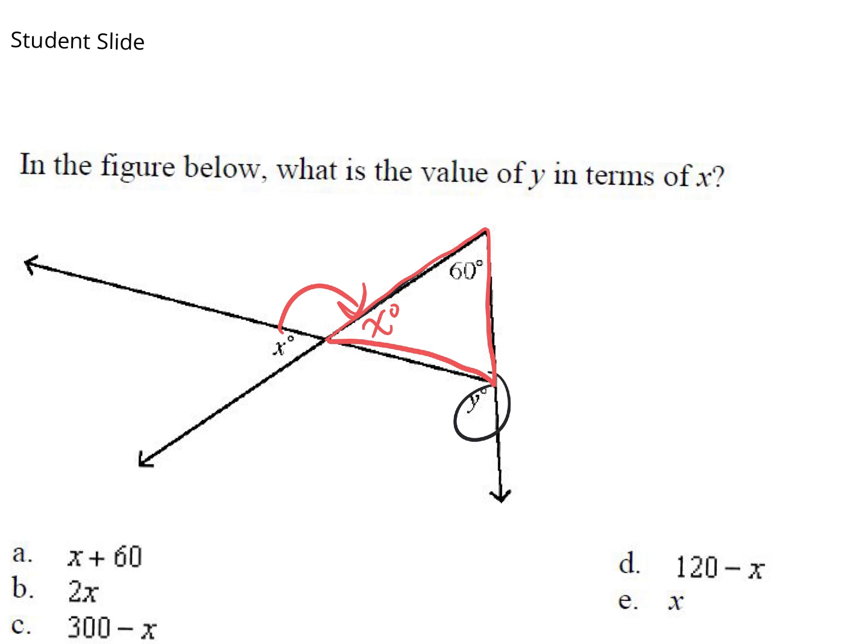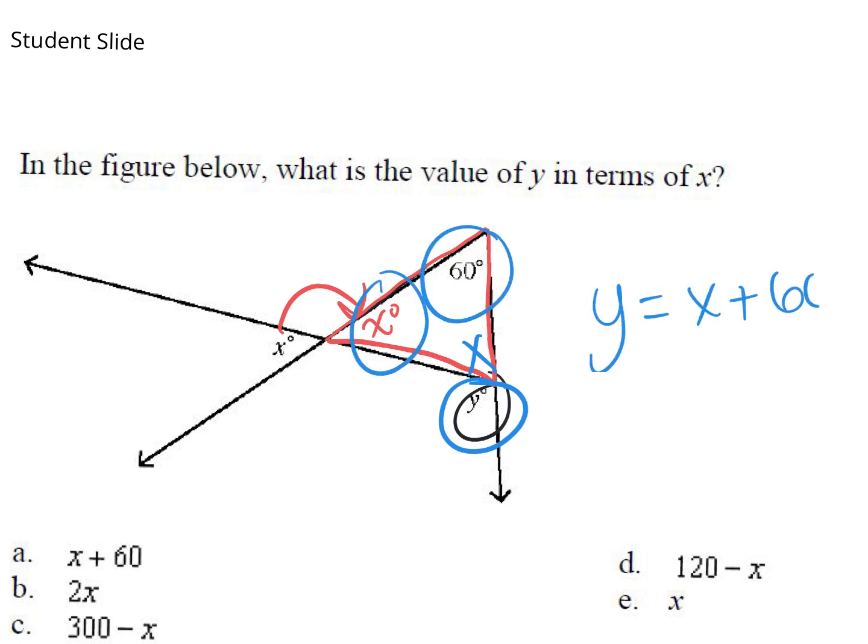Yeah, Kristen? X plus 60 gets 1. Why? Y is... I forgot the triangle. What is y? Is it not an exterior angle of a triangle? The exterior angle of a triangle, you ignore the angle that's next to it and you add the other two. So wouldn't y just be equal to x plus 60? Do you guys remember that?